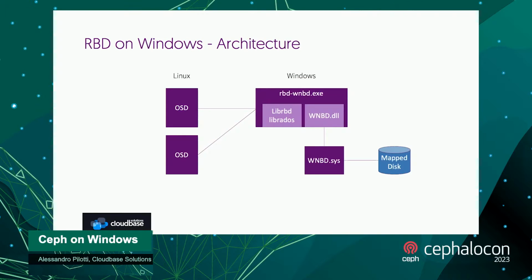In terms of architecture, as I mentioned just now, we have the OSDs running on Linux. And on Windows, we have a user space process called rbd-wnbd, which contains the librbd and librados libraries, and also a DLL called wnbd, which talks to a driver. This is a kernel driver that we developed called wnbd.sys, which handles, of course, all the disks.